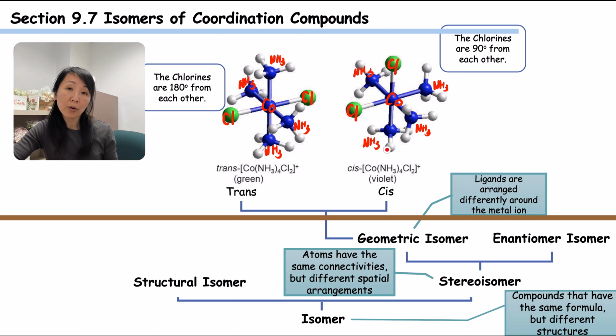Now notice that we're only comparing the chlorines, not the ammonia. The chlorines are just the two of the same ligand compared to the rest of the ligands. So you want to look at the ones that are in a pair. They're the ones that determine whether this is going to be a cis or trans geometric isomer.